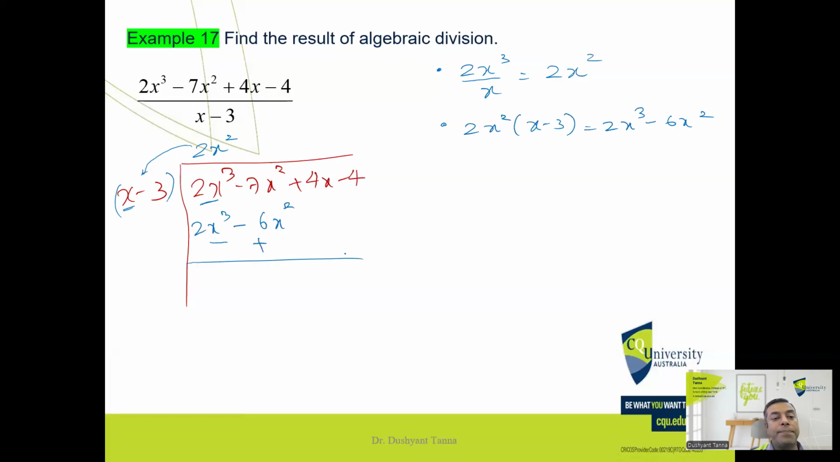Okay, so when I multiply 2x^2 with both of these, I will get 2x^3 minus 6x^2. Change the sign. So the 2x^3 is gone. Minus 7 plus 6 will be minus 1. So that is minus x^2. The 4x has been carried down, plus 4x minus 4. We repeat the same thing. Once you have a step here, you go to the next term in the quotient.